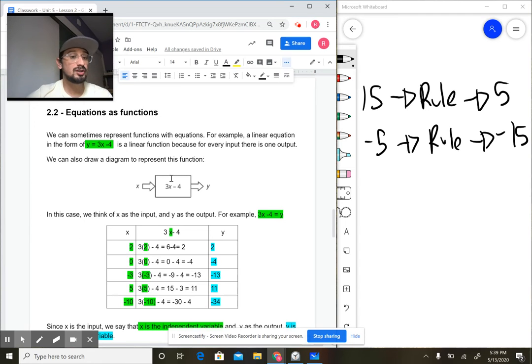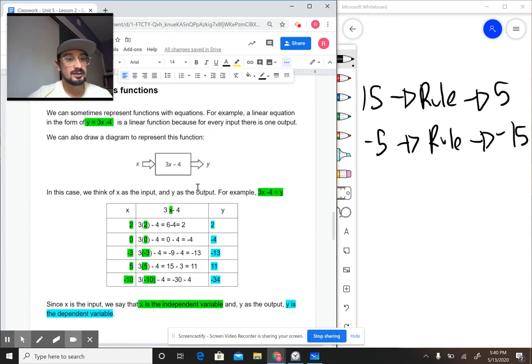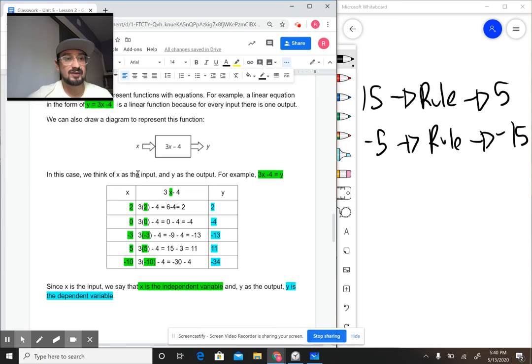We can also draw a diagram to represent this function. So the diagram would be x goes into 3x minus 4, and out comes y. So you're going to multiply by 3 and subtract 4 for each of the different inputs. And so now, in this case, we think of x as the input and y as the output. For example, 3x minus 4 equals y.